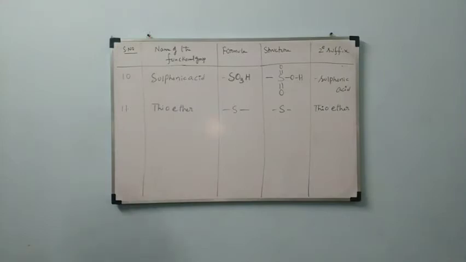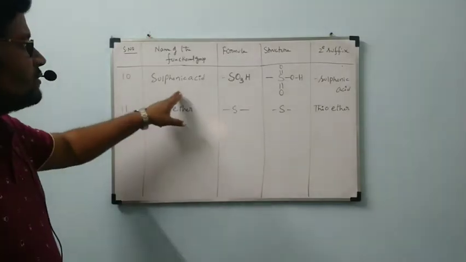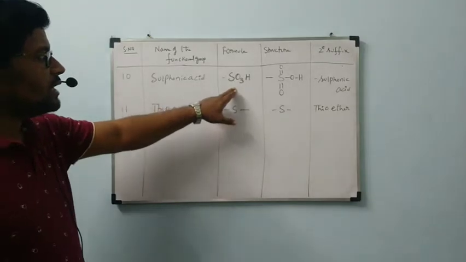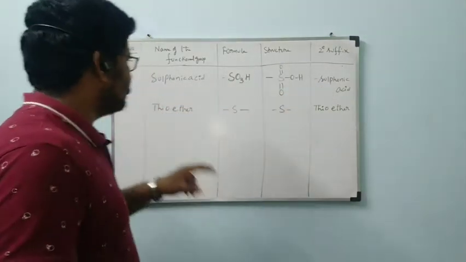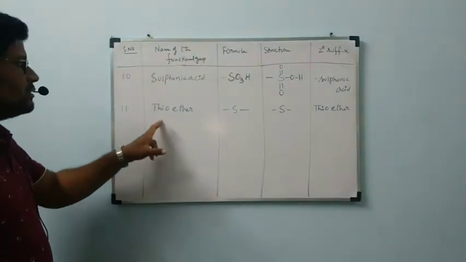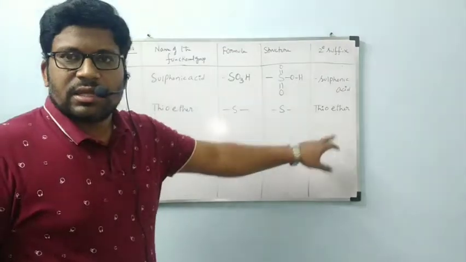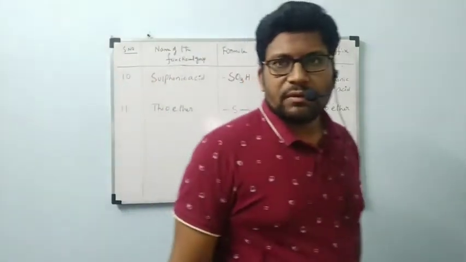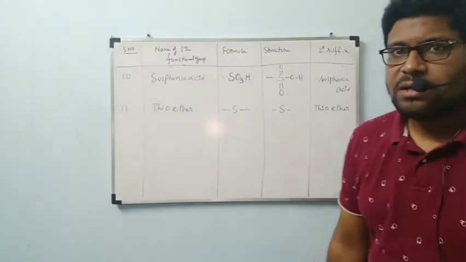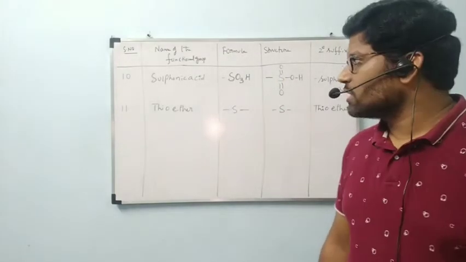So all the functional groups are completed. This is about the tabular column. Now tenth one is sulfonic acid. Formula SO3H, structure like this we have to represent. Secondary suffix sulfonic acid. Next, eleventh one, thioether. Formula like this. Secondary suffix is also thioether. Okay, I hope you understood, everyone. It is a very important table. Just go through it. After that we will see the names of those compounds.